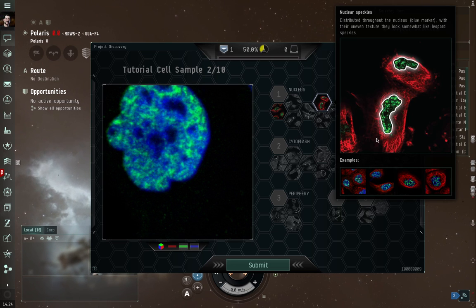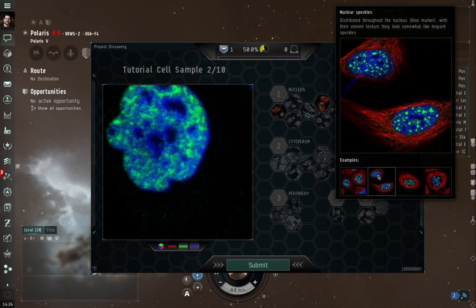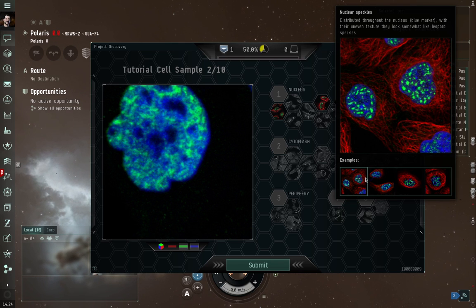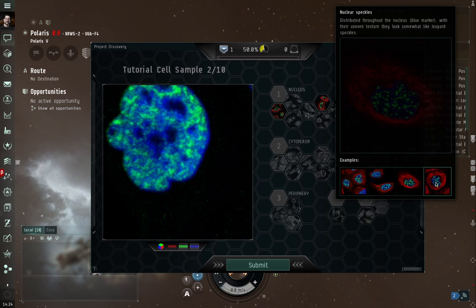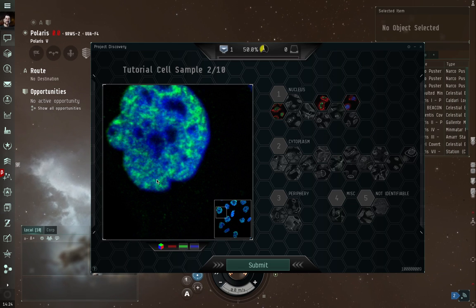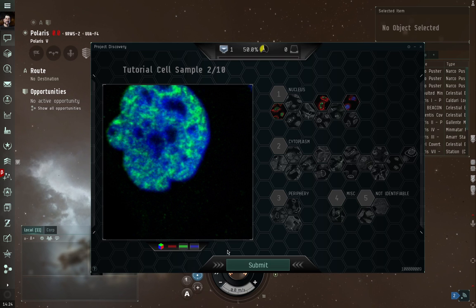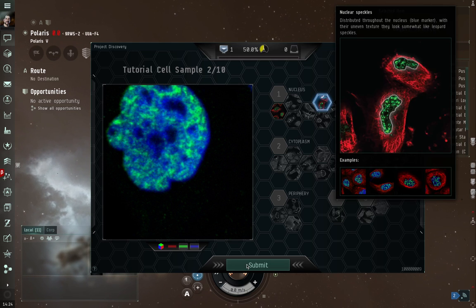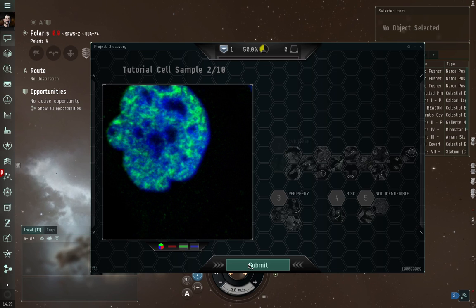Well, this is actually nuclear speckles, so if you hover over these you'll see some examples here. And it looks pretty similar. It's sort of this variegated pattern of green inside the blue. So I need to select that, and I can submit.